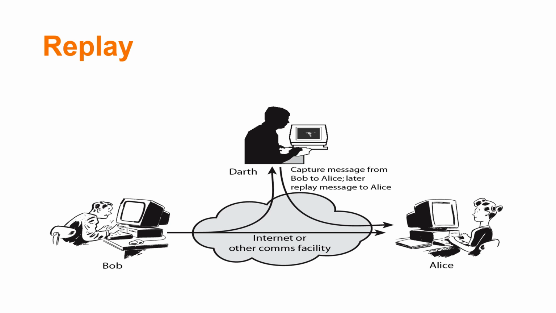The second type of attack is replay of messages. What is replay of messages? It involves passive capture of data and its subsequent retransmission to produce an unauthorized effect. Again, it has been clearly depicted in this diagram. Bob is sending a message. The third person, Darth, captures that message, and he replays that message later to Alice. So this is replay of messages. You might be surprised how this can be an attack.